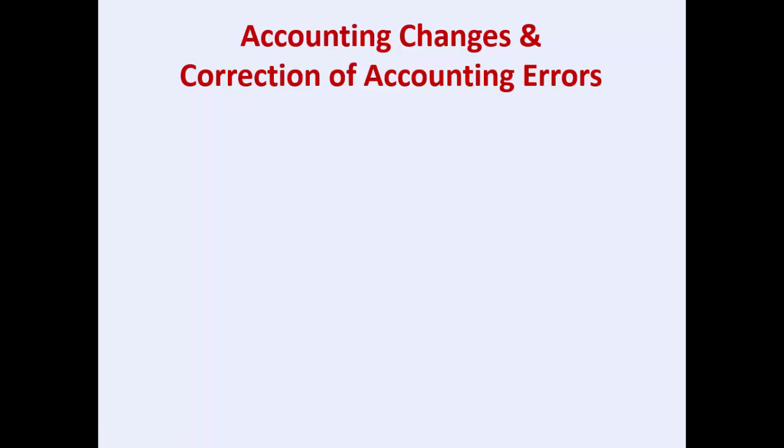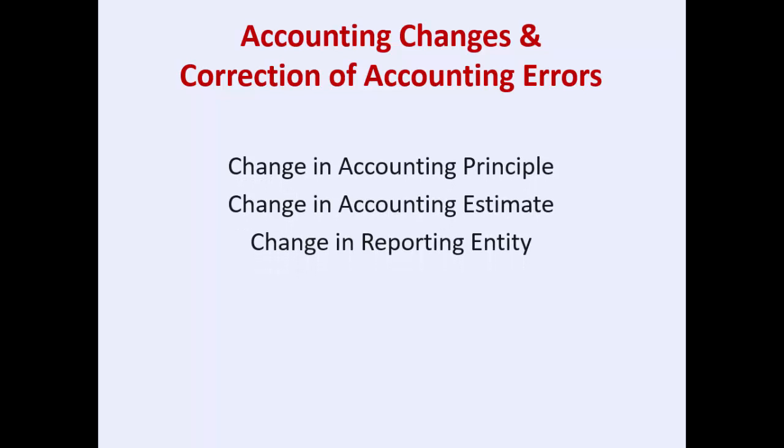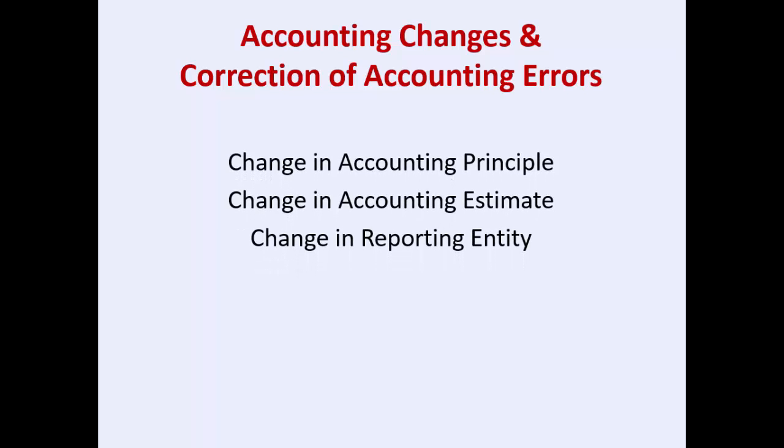So the rules for accounting changes and correction of accounting errors are going to depend on what type of change, or if it's an error: a change in principle, a change in estimate, or a change in reporting entity. So what do these things mean? How do you handle the changes?